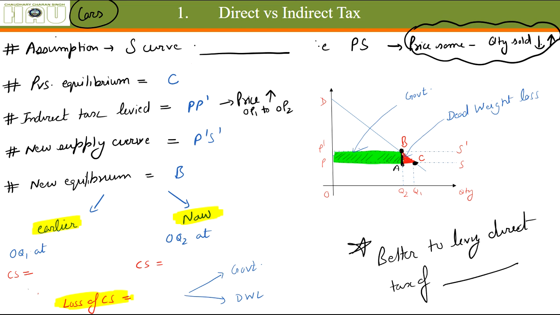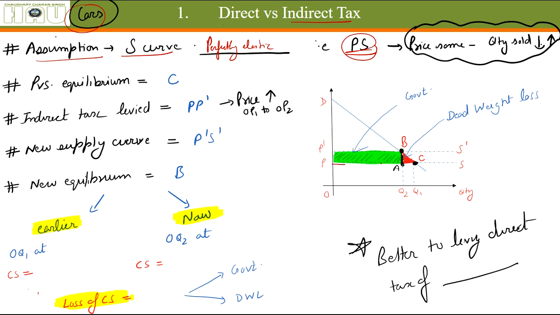Let's understand this thing by an example. Which one is better? Direct tax is better or indirect tax is better? We're talking about cars here. Let's assume the supply curve of cars is perfectly elastic, that is PS. This is the supply curve.